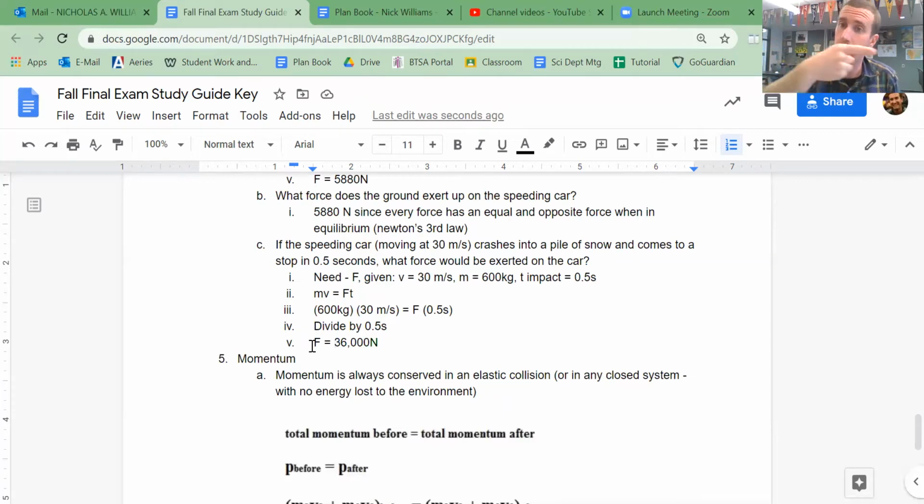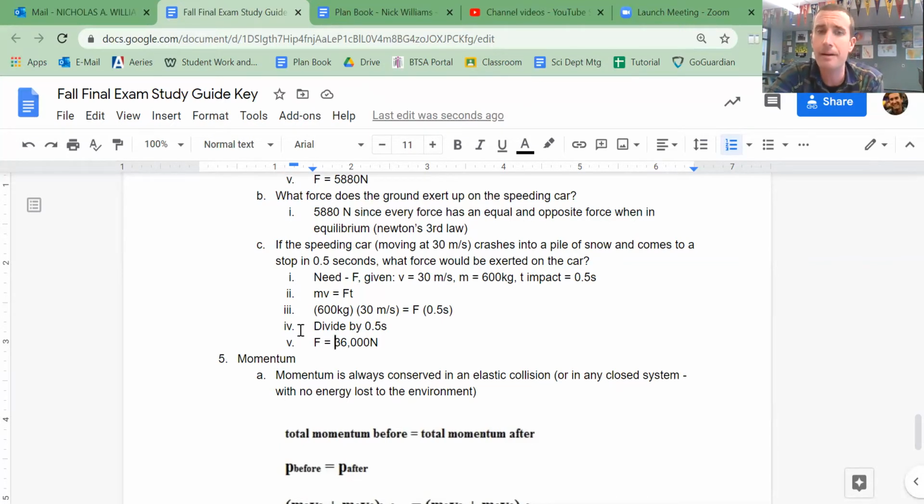And that would be a force horizontal, right? Exerted on the front of the car. So that's why you have a crumple zone to protect the people inside. All right, maximize the time of impact to minimize the force on the people.